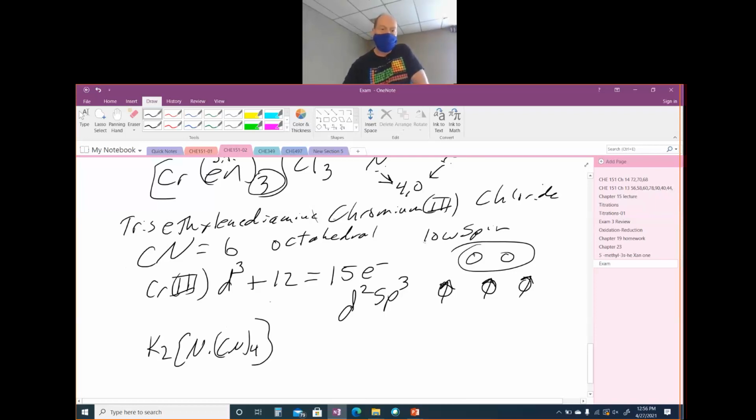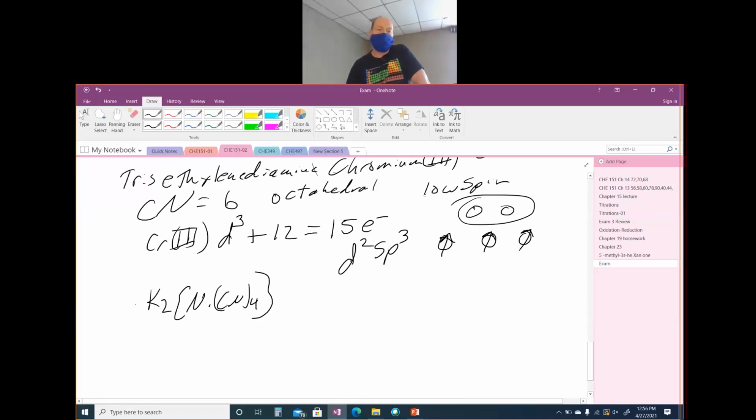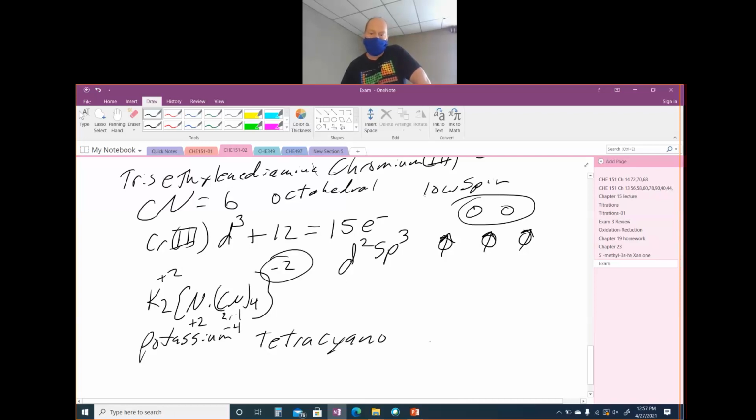All right, so you always have to name the cation first, so that's potassium. And then you have a tetracyano. And now you've got to find the oxidation state of your nickel. So 2 potassiums, that's a +2. That means that this complex is a -2. CN is a -1, so this is -4. So your nickel has to be a +2. And now it's part of the anion, and so it is not nickel, it is nickelate.